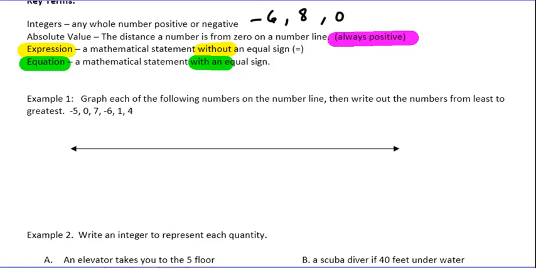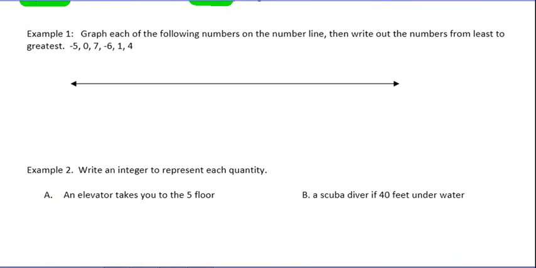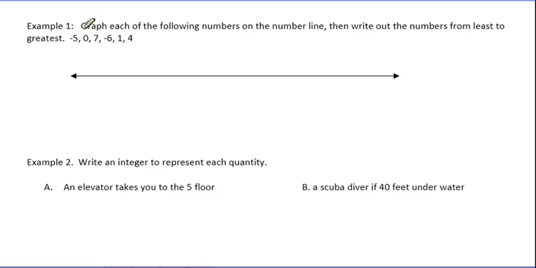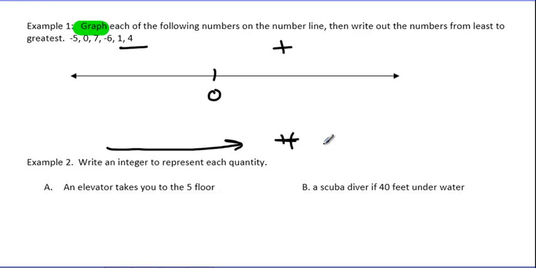Now when it comes to the examples, you don't need to write down all of the directions. Quite simply, for example 1, you can just write graph. So you see our directions say graph each of the following numbers on a number line, then write the orders from least to greatest. So, typical number line, we have 0 in the middle, negative numbers are to the left, positive numbers are to the right. And as we go from left to right, the numbers get bigger. So when we talk about least to greatest, we would start on the left and read to the right.